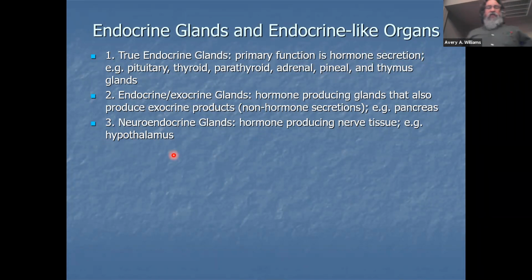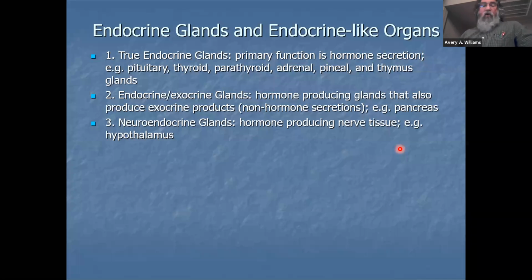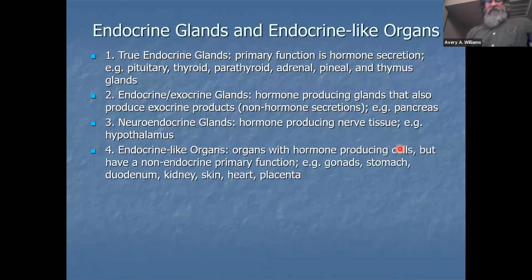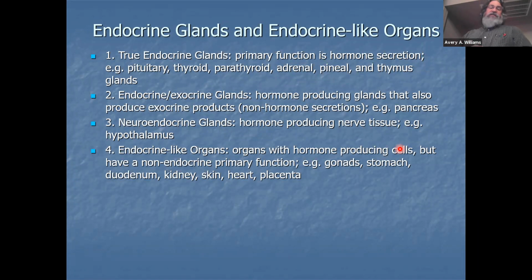If you look up the hypothalamus, you'll find out that in fact it is a portion or a region of the brain. And when we study the nervous system, specifically the central nervous system, looking at the brain, parts of the brain, regions of the brain, we'll see that the hypothalamus is part of the brain. But it's a part of the brain that makes unique hormones. And so it's part of the endocrine system as well. So it is a neuroendocrine gland, okay? And then finally, the 4th category I have are all your endocrine-like organs, okay?